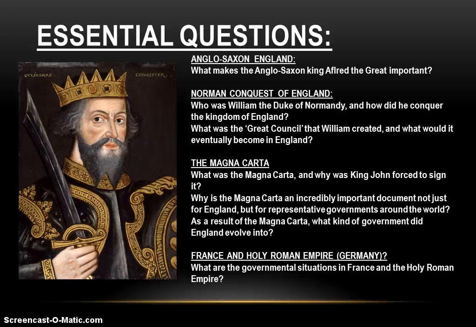Then we get into the biggie, the biggest part of this, and that's the Magna Carta. This is the thing that's most important to the long-term history of the United States even. So we'll figure out what the Magna Carta is and how England's king, John, was forced to sign this document. Then we'll figure out what makes it so darn important to us. It's something that's important, again, not just to England, but to representative governments around the world, including our own. And as a result, what kind of government is England evolving into?